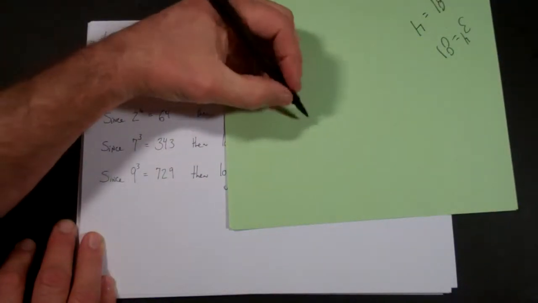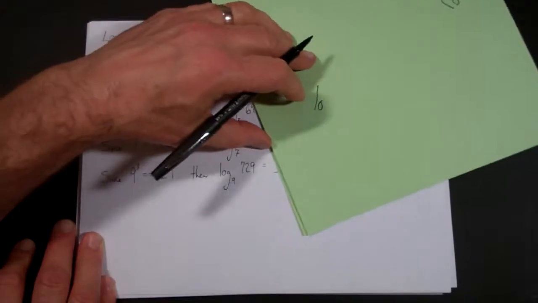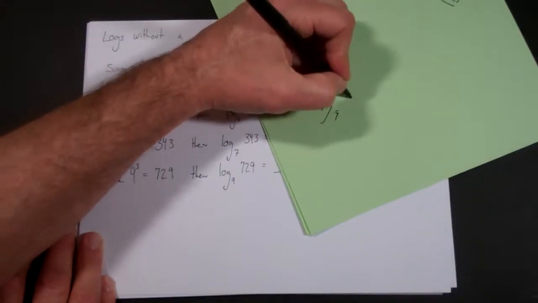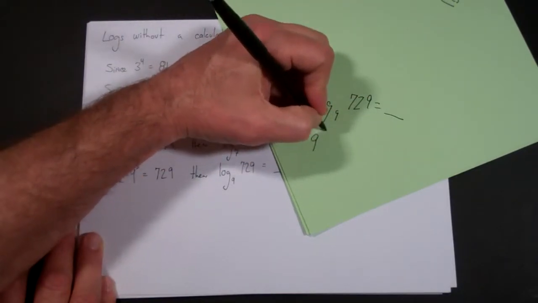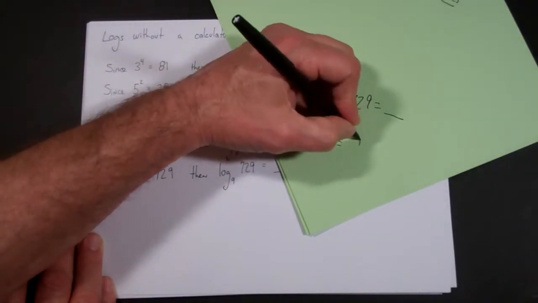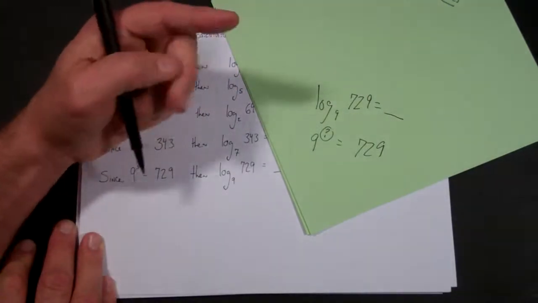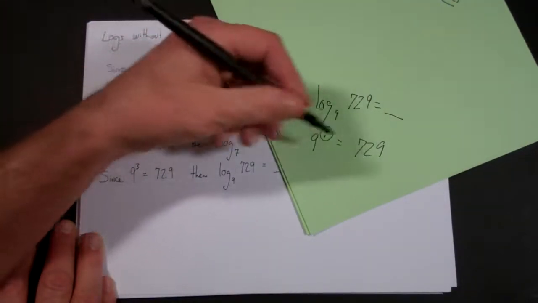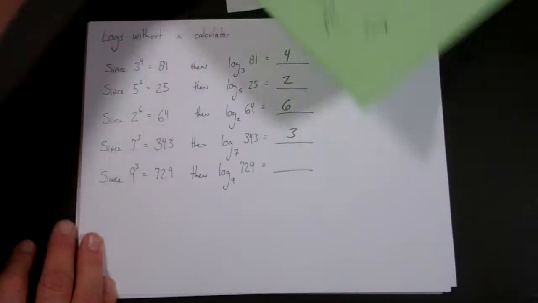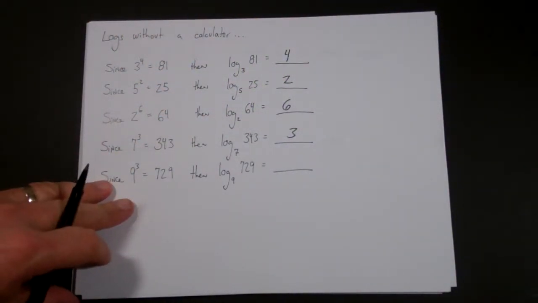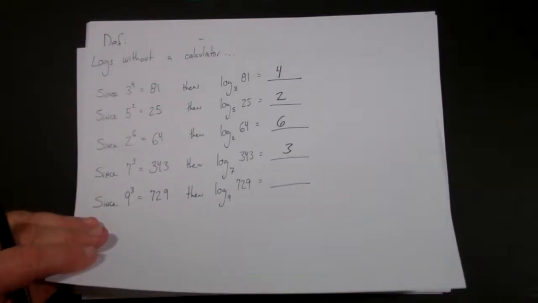Again, what are we answering here? Think about what we're doing here. If we take the log base 9 of 729, we're trying to find 9 to what power is 729. And it turns out 9 times 9 is 81, times 9 is 729, so it's 3. And that's how you do logs without a calculator. It gives us a sense of what logs are.